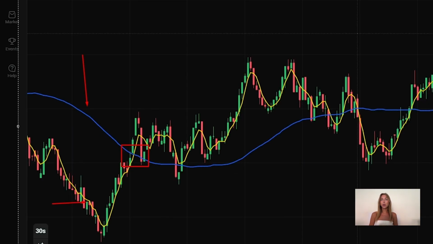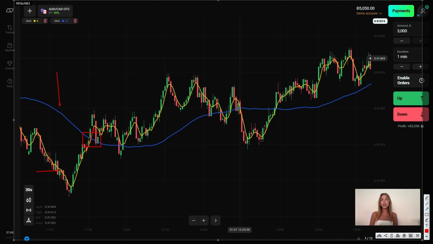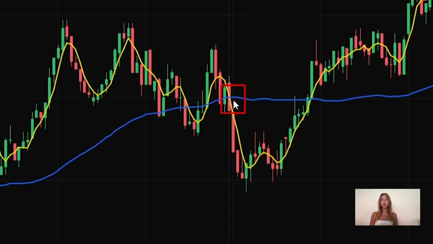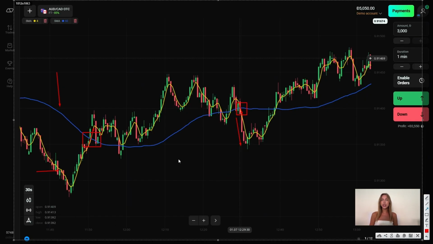If we see a crossover where the faster line crosses the slower one from the bottom up, like at this moment, it's a strong signal to open a long position. If we see the opposite, the faster line crosses the slower one from the top down, then this signal tells us that the price is going down. It's important to remember that this strategy is trend-based, and each of these signals indicates a trend reversal, either from upward to downward or from downward to upward.